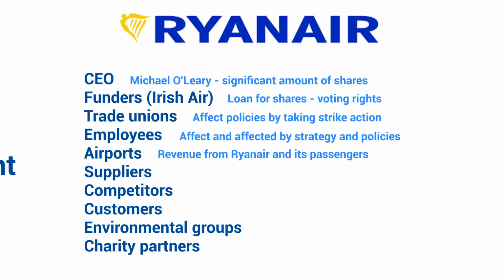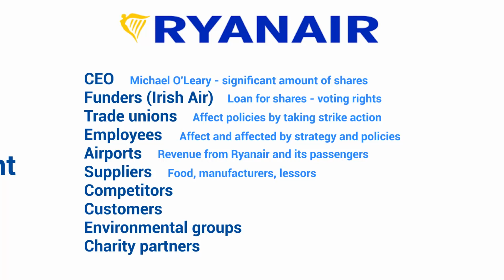Another group of stakeholders are suppliers. Now, Ryanair is going to have a load of different suppliers, from the people that supply the onboard food to the manufacturers or the lessors of the planes. Now, all of them would be affected by Ryanair's strategy and policies, because Ryanair could decide to use one of their competitors, or they could decide to double their orders with the suppliers. Each decision would impact drastically on the supplier's business.